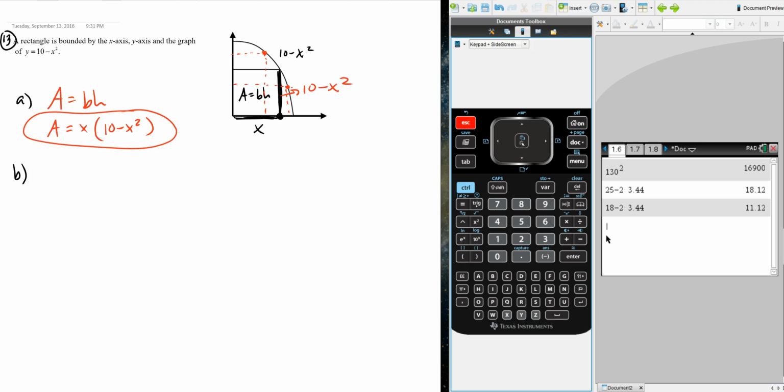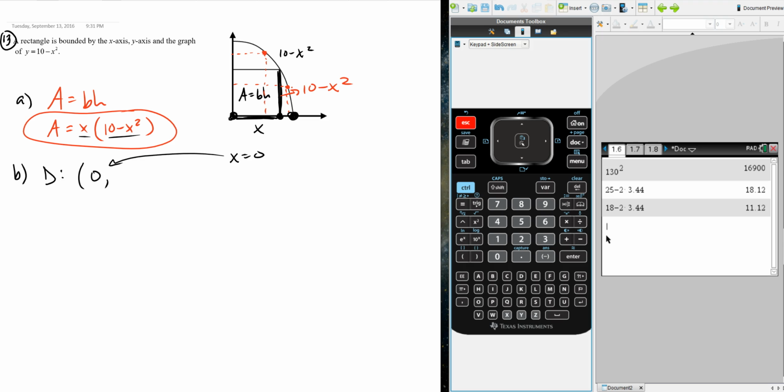Part B says determine the domain of the area function. Well, the domain is going to be similar to the last problem. It's going to go from 0, not including 0, because if it's 0, we just have a line, not a rectangle. And it goes up until whatever this point right here is. So we can figure that out since we're already in factored form. These are my two zeros, the left and the right side. So x equals 0 is one possible one.